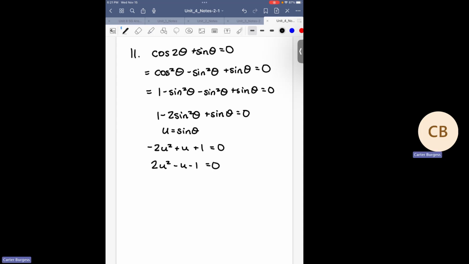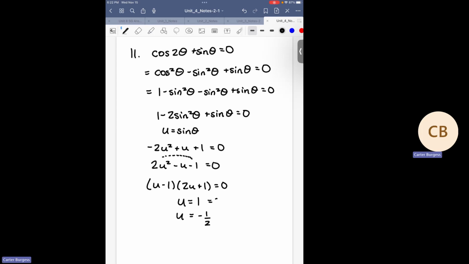Two numbers that multiply to make negative 2 and add to make negative 1 are going to be negative 2 and positive 1. And so doing my factoring, I get u minus 1 times 2u plus 1 equals 0. Go ahead and confirm that for yourself. u should be equal to 1, and u should be equal to negative 1/2.